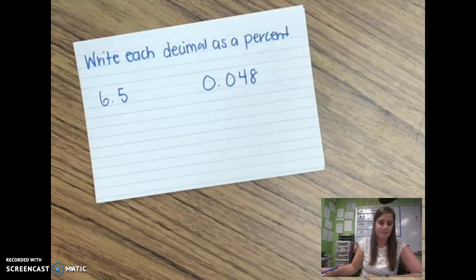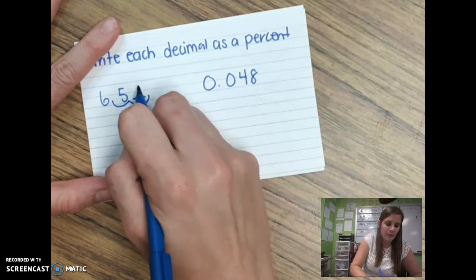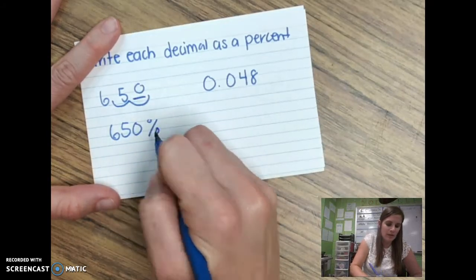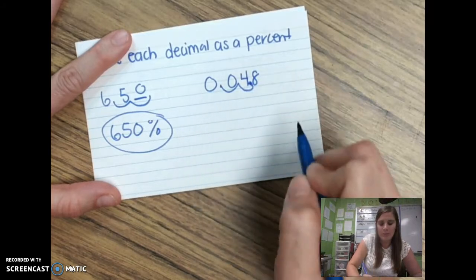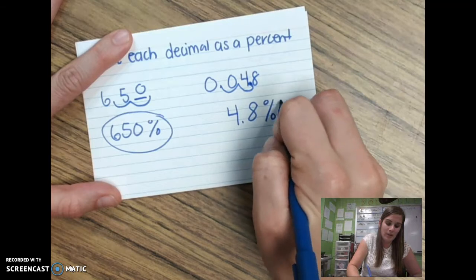Our next one says write each decimal as a percent. To do that, we're going to move 2 times to the right. In that little spot right there, we're going to put 0, so 650% is the answer. And then right here we go 1, 2. It's right between those two numbers, so we have 4.8%.